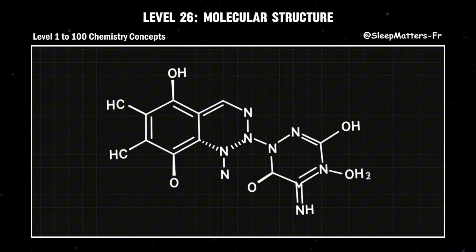Level 26. Molecular Structure. Molecular structure is the shape of a molecule. It is the way the atoms are arranged, the angles between them, the way they connect. And this shape decides everything. 2 molecules can have the same atoms, the same formula. But if their structures are different, they will behave differently. Think of it like 2 people with the same words, but one speaks calmly and the other shouts. The message changes completely. That is what molecular structure is, the silent design that decides everything.